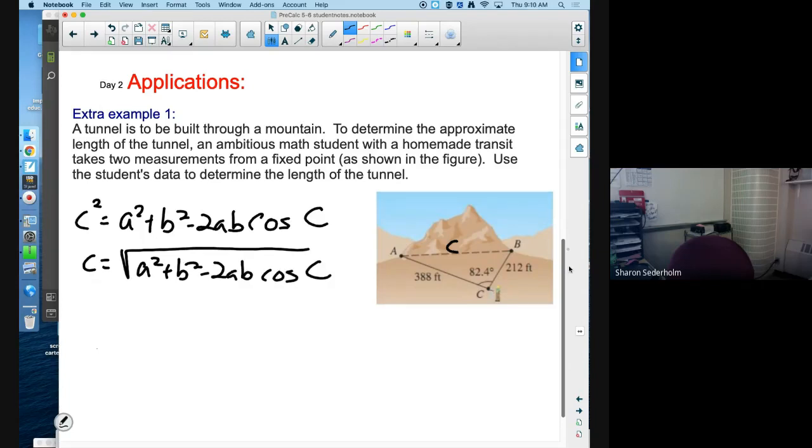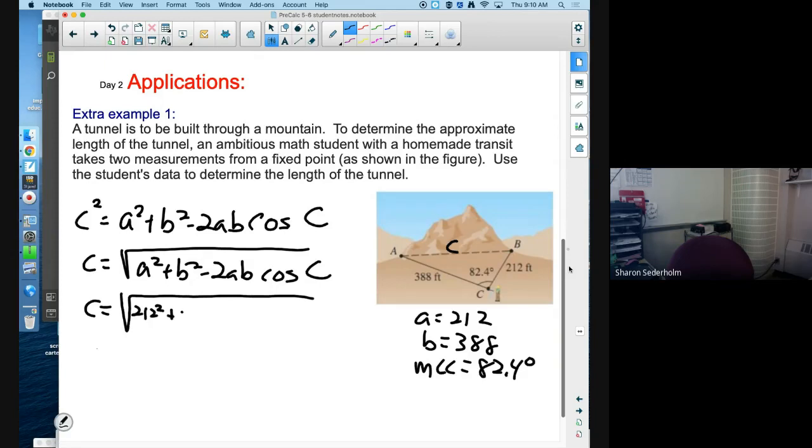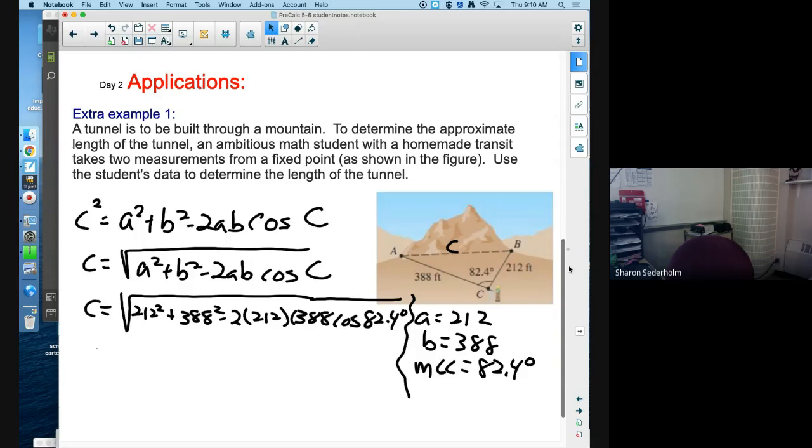And then we probably just want to label everything so we can get it in there. Lowercase a is 212. Lowercase b is 388. And the measure of angle C is 82.4 degrees. Let's plug them in, see what we get. 212 squared plus 388 squared minus 2 times 212 times 388, cosine of 82.4 degrees. And then we are going to take the square root of that big monster.